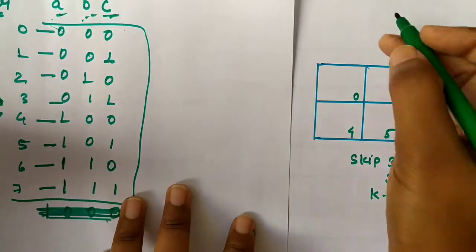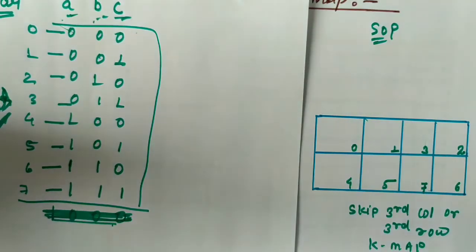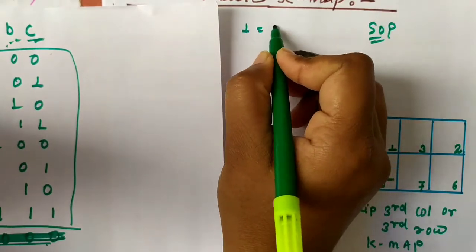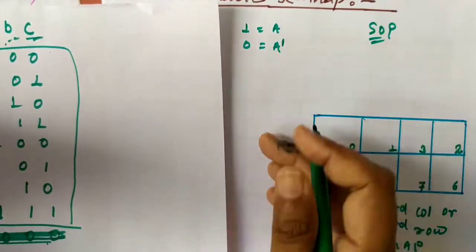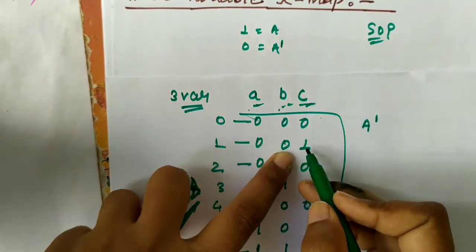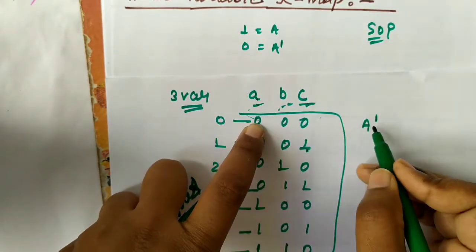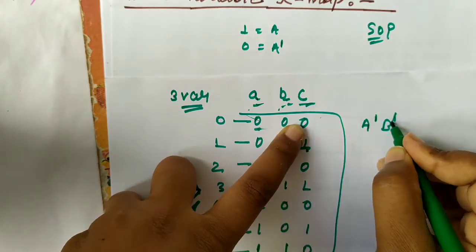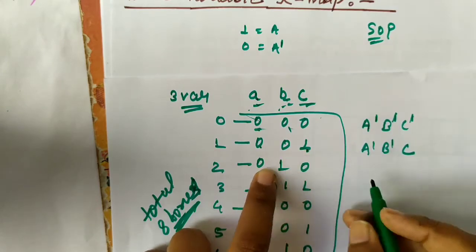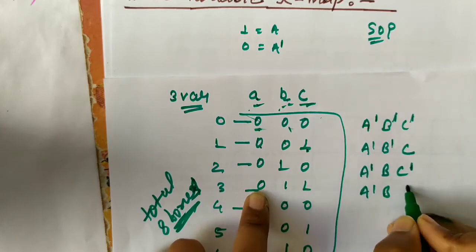In 1 we have to use for SOP. We can make this K map for SOP. SOP that means 1 for A, 0 for A dash. So in the place of 0 we have to write A dash, or in the place of 1 we have to write A. So A 0, that means A dash, B 0, that means B dash, C 0, that means C dash. Here also A dash, B dash, C. Here also A dash, B, C dash, then A dash, B, C.